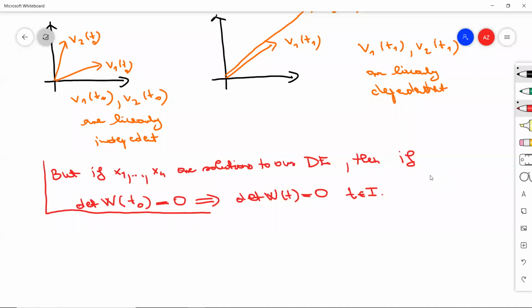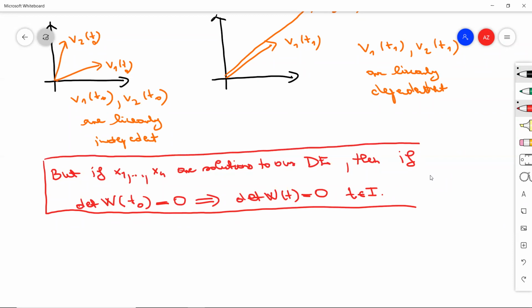And this is the crucial theorem in the theory of nth order differential equations, because it means that when we solve a differential equation and have some initial condition in some point t naught, we only need to check if the determinant of the Wronskian is non-zero. If this is true, then we really obtained all the solutions to our DE. But if the determinant of the Wronskian is 0, then it means that we didn't obtain all solutions. So we should check for other solutions as well.